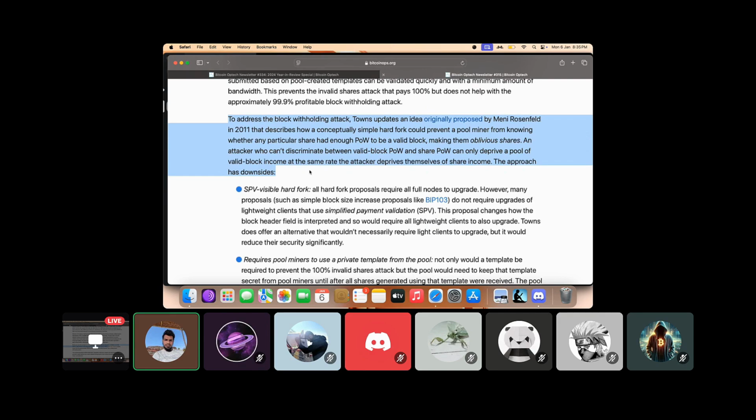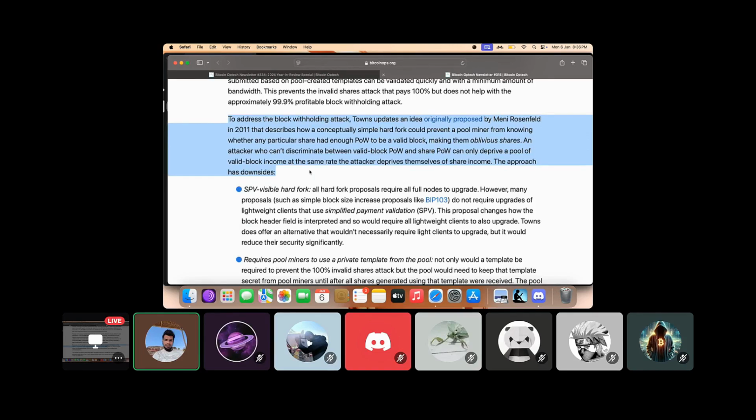To address the block withholding attack, Towns updates an idea originally proposed by Meni Rosenfeld in 2011, which describes how a conceptually simple hard fork could prevent a pool miner from knowing whether any particular share had enough proof of work to be a valid block, making them oblivious shares. An attacker who can't discriminate between valid block proof of work and share proof of work can only deprive a pool of valid block income at the same rate the attacker deprives themselves of share income. The approach has downsides.